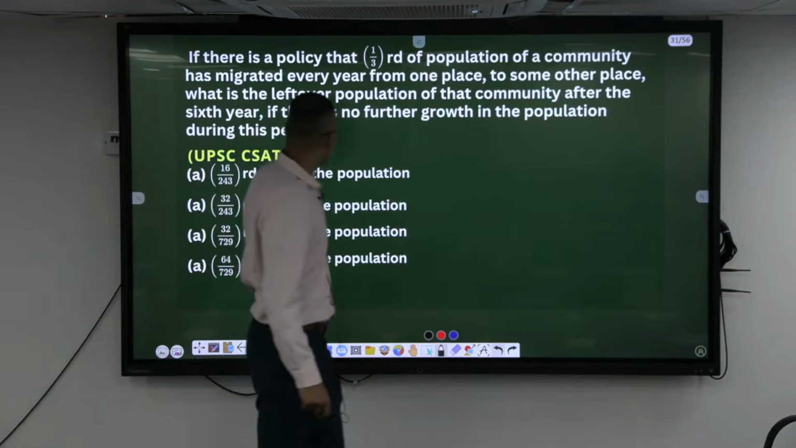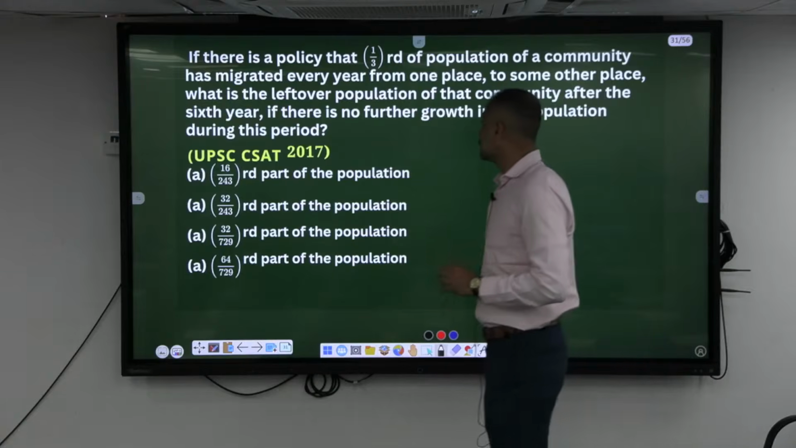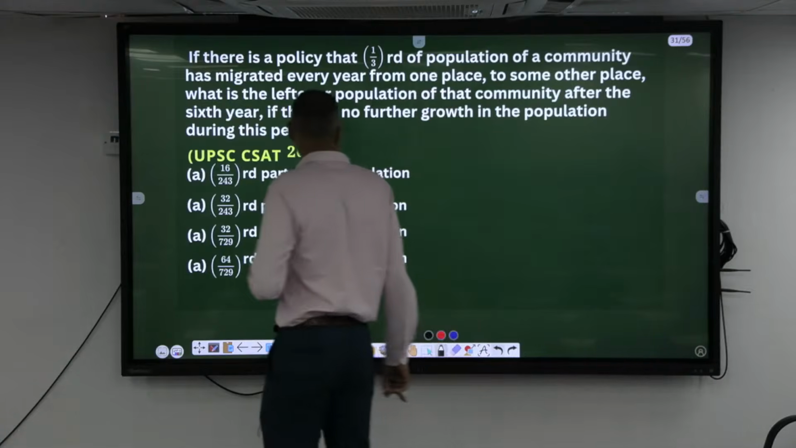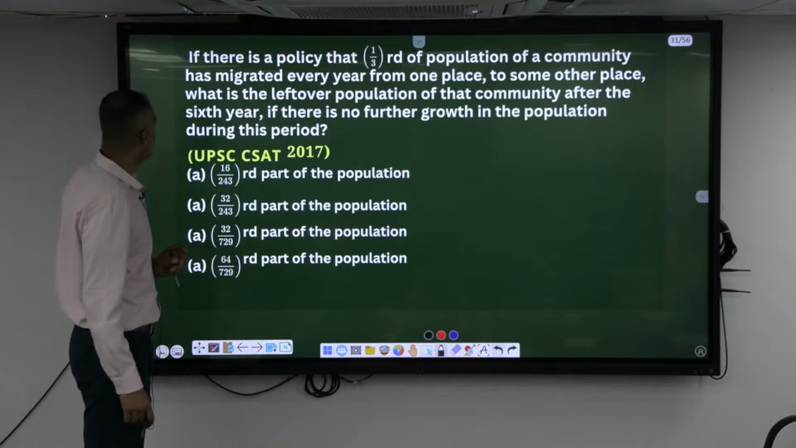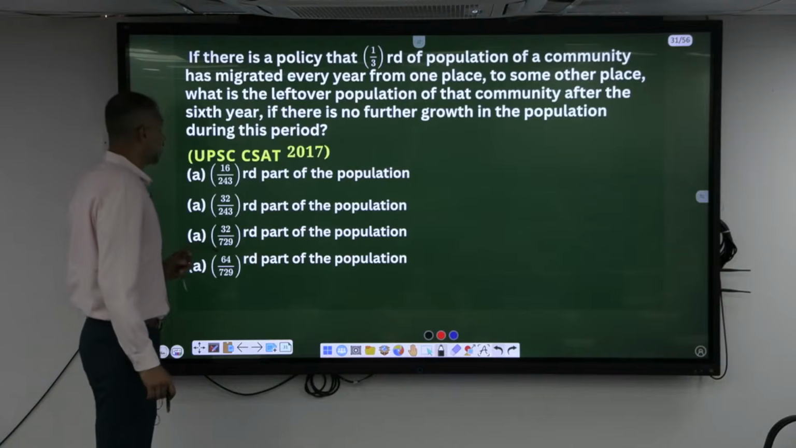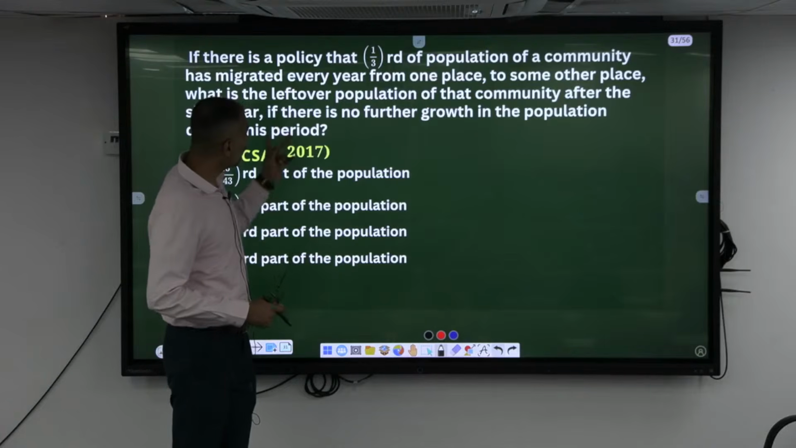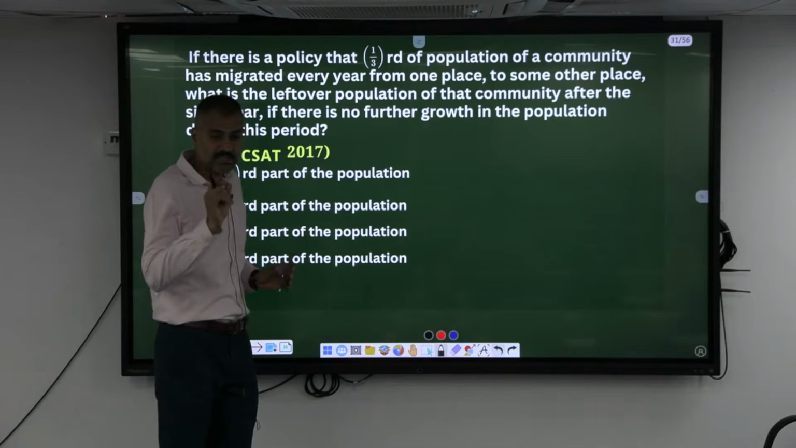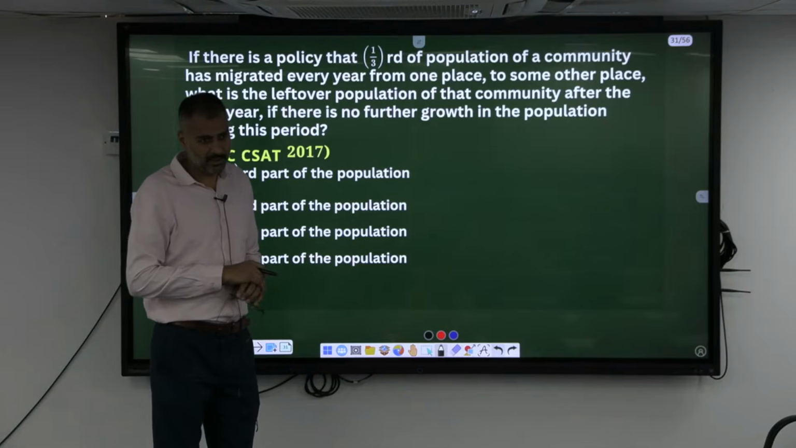Very similarly, successive here also. There is a policy that 1/3 of population of a community has migrated every year from one place to some other place. What is the leftover population of the community after the 6th year? So how many times we have to do this process? 6 times. What do you mean by 1/3 population is been removed? Earlier, starting let it be population 3. At the end it will be how many?